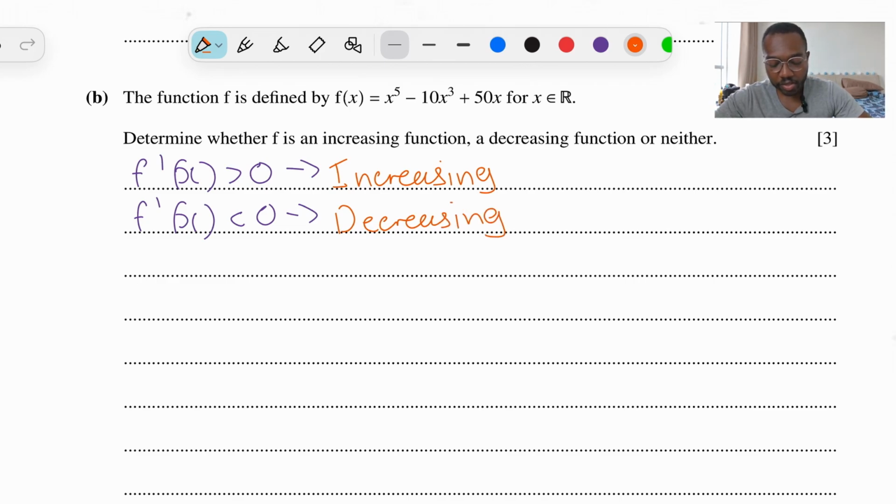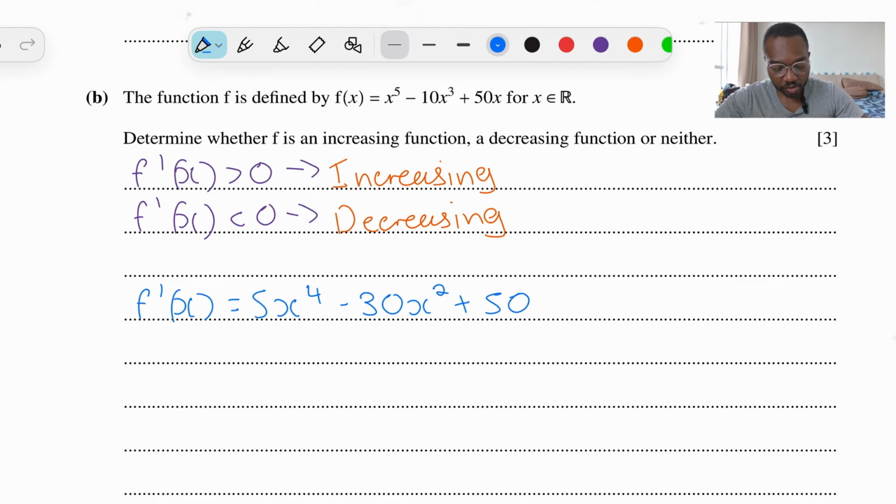So first thing we need to do is differentiate f of x, okay? So if we differentiate f of x, we get f dash x, well, that would be 5x to the power 4 minus 30x squared plus 50, okay? And now we need to determine whether this will be greater than 0 for all real values of x, or would it be less than 0 for all real values of x?